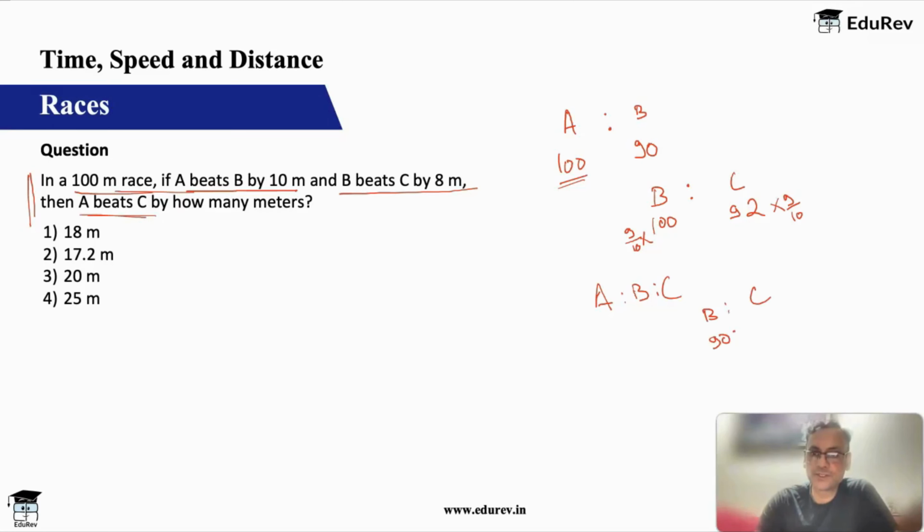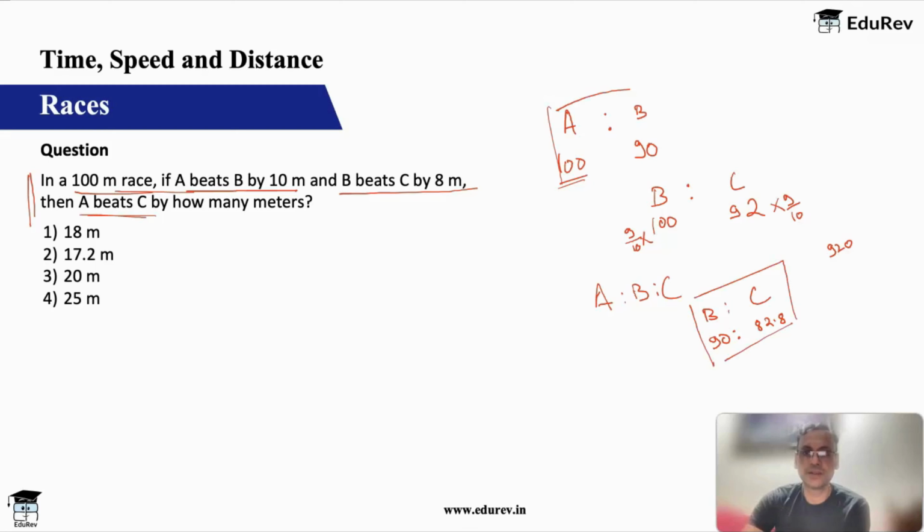920 minus 92. 920 minus 100 is 820. 828. So 82.8. Right? So this is B is to C. This is A is to B. B is same in both, so I can combine the ratios. So A is to B is to C will become 100 is to 90 is to 82.8.